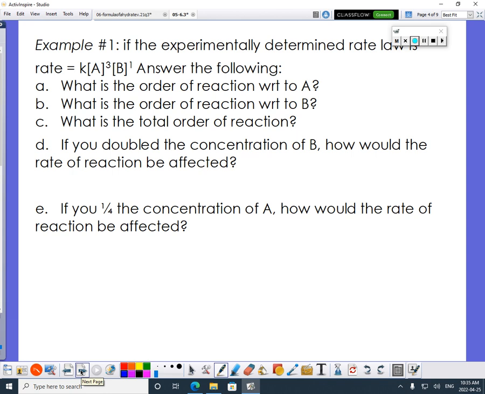Okay, so you can be given, or you can have questions where you are actually given the rate law. This time it's got the same general formula, rate equals k, with concentrations, so there must be reactant A and reactant B, but it tells you that the exponents are 3 and 1. So that means the order of reaction with respect to A is 3. The order of reaction with respect to B is 1, and the total is 4.